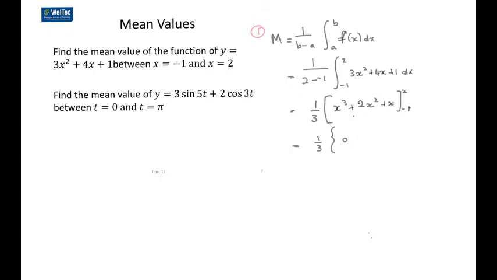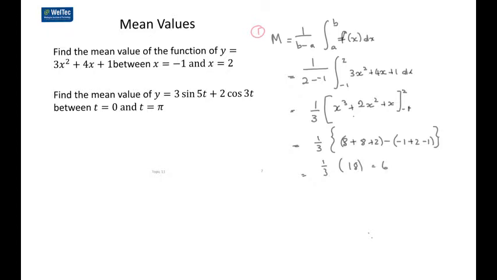8 plus 8 plus 2 minus -1 plus 2 minus 1, which would give us a third of 18, which is 6.